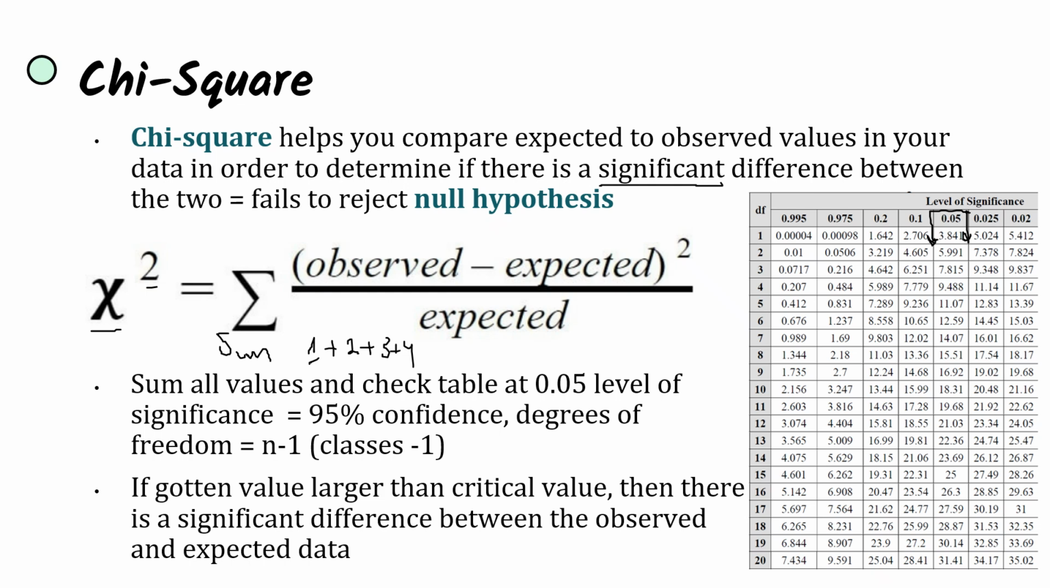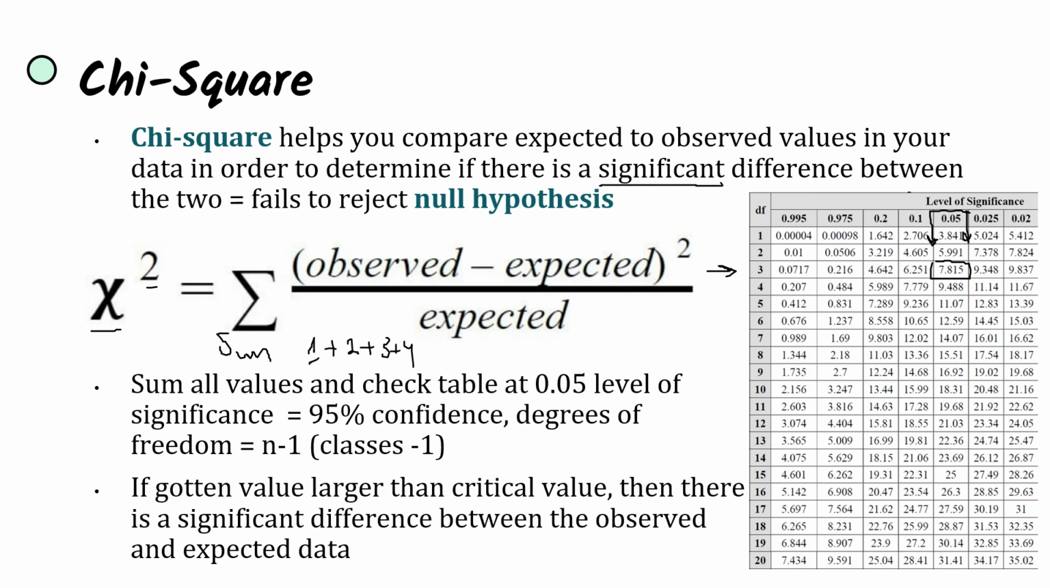Then you also have to figure out your degrees of freedom, and that's going to be your number of options minus 1. So if there's 4 potential things that could happen, then you're going to have 3 degrees of freedom. Then you'd find, at 0.05 and the degrees of freedom, your critical value for chi-square. And if the value that you got from the chi-square test is larger than the critical value shown on the chart here on the table, then there is a significant difference between the observed and the expected data.